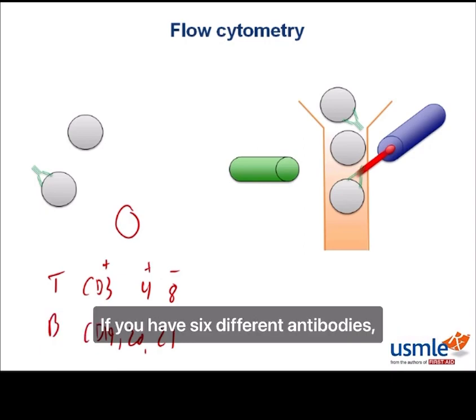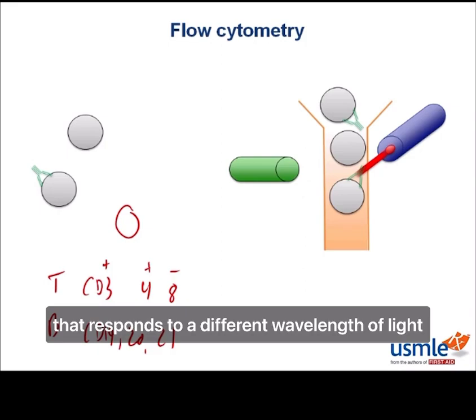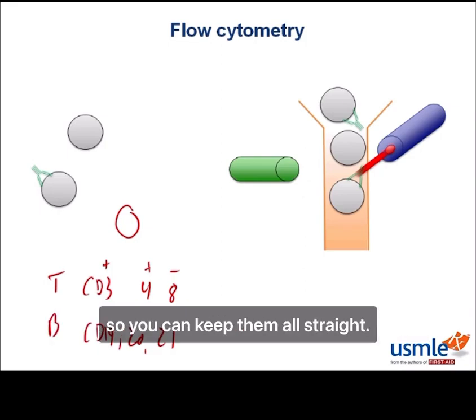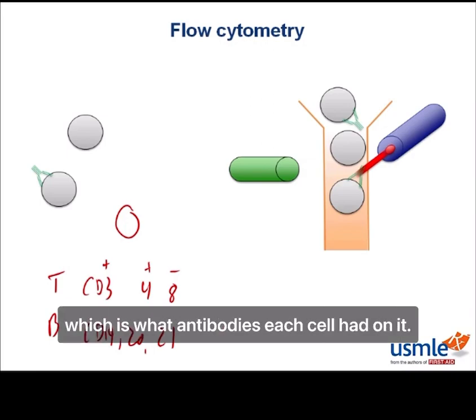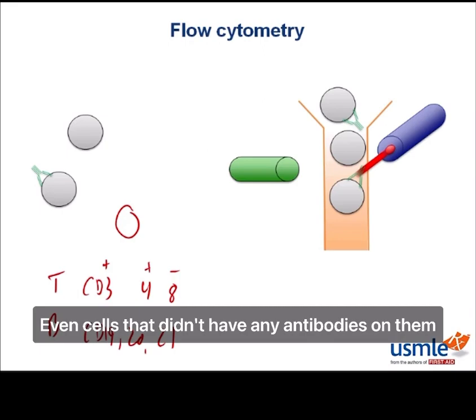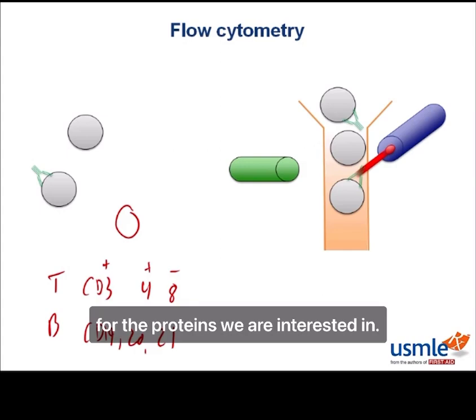If you have 6 different antibodies, each one needs to be labeled with a fluorescent marker that responds to a different wavelength of light, so you can keep them all straight. So that's basically it. The flow cytometer then gives you data, which is what antibodies each cell had on it. Even cells that didn't have any antibodies on them will still be reported.